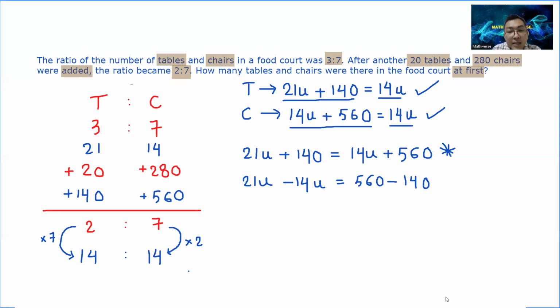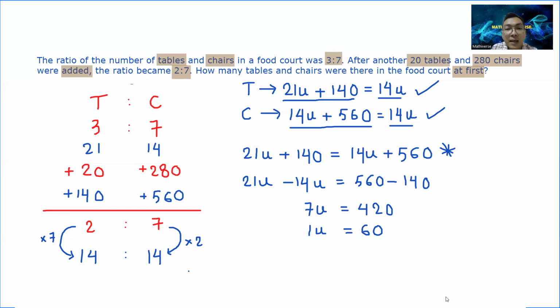So let's solve this. 21 minus 14 is what? Yes, 7 units. 560 minus 140 is what? Yes, 420. You got it? So 7 units is 420. For 1 unit, 420 divided by 7 is 60. So we get 1 unit.